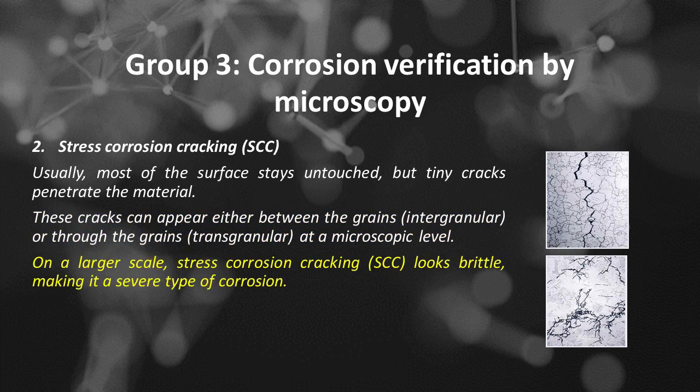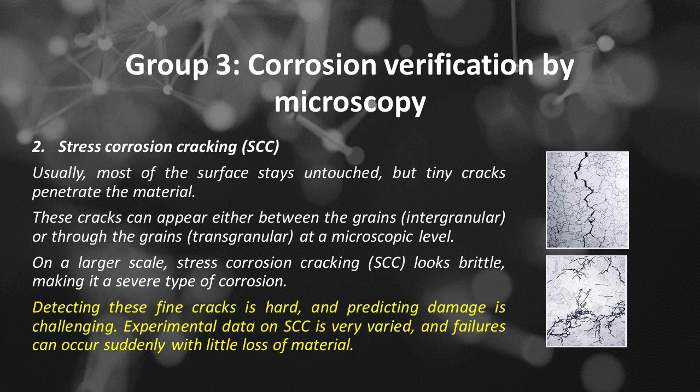On a larger scale, stress corrosion cracking, or SCC, looks brittle, making it a severe type of corrosion. Detecting these fine cracks is hard, and predicting damage is challenging. Experimental data on SCC is very varied, and failures can occur suddenly with little loss of material.